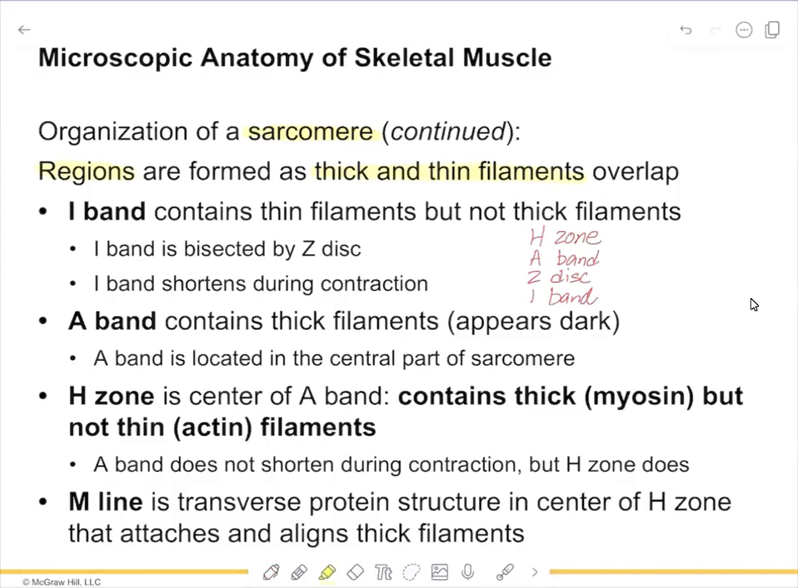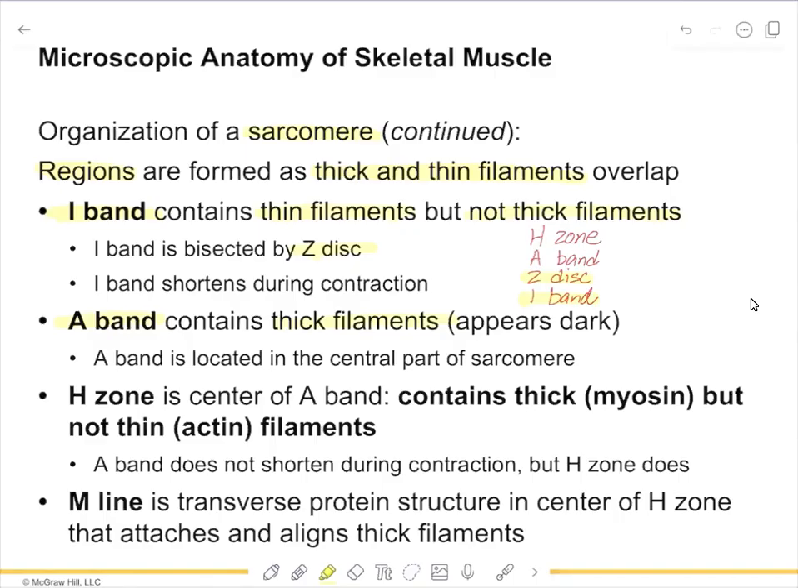So let's look at the I band first. It contains only thin filaments, but not thick filaments. The I band is bisected by the Z disc, so that's what it contains. So Z disc and I band, whereas the A band contains thick filaments, and because of that, under a microscope, it actually appears darker. This is going to account for that striated appearance that we see in a microscope slide.